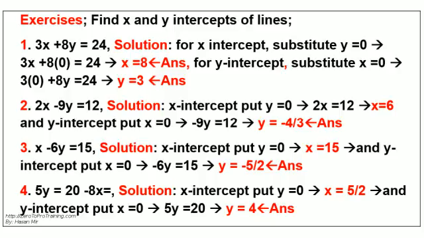Exercises: for x-intercepts put y equals 0, and for y-intercepts put x equals 0. The solution intercepts x and y respectively: 1. x equals 8 and y equals 3, 2. x equals 6 and y equals minus 4/3, 3. x equals 15 and y equals minus 5/2, 4. x equals 5/2 and y equals 4.